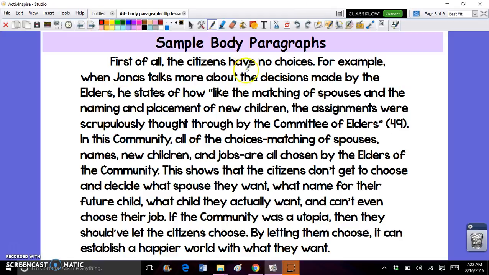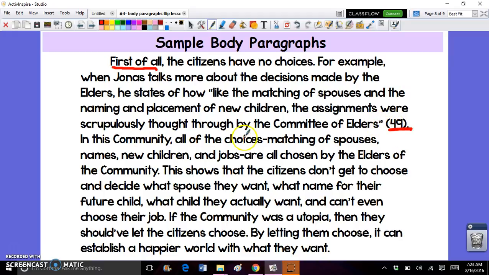First of all, the citizens have no choices. For example, when Jonas talks more about the decisions made by the elders, he states how, quote, like the matching of spouses and the naming and placement of new children, the assignments were scrupulously thought through by the committee of elders, end quote, citation, page 49.